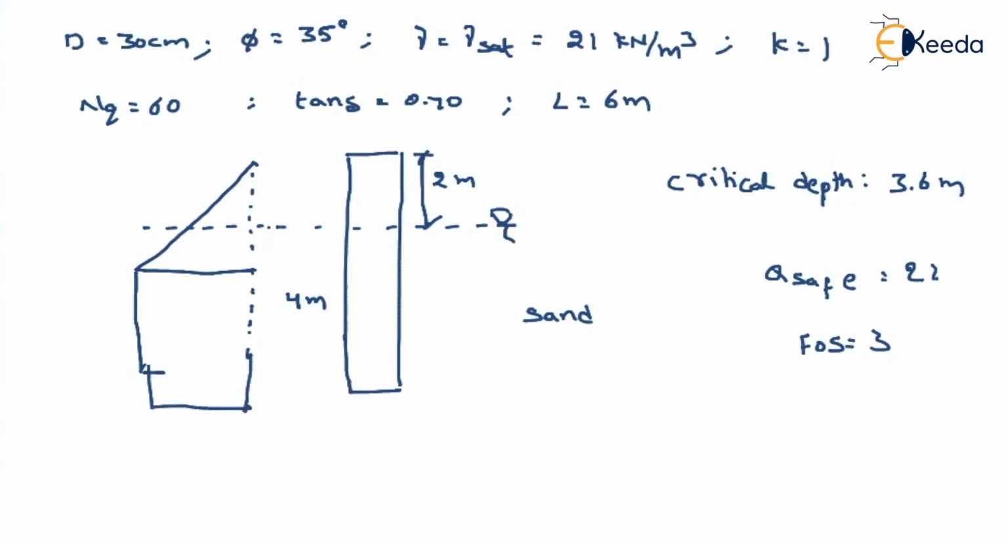So from here to here, what is the depth? 3.6 meter. If total is 6, 6 minus 3.6, how much will we get? So the constant portion will be 2.4 meters. So what will be the frictional resistance? Frictional resistance, how can I write it down? That will be equal to surface area into K into average vertical stress into tan delta.